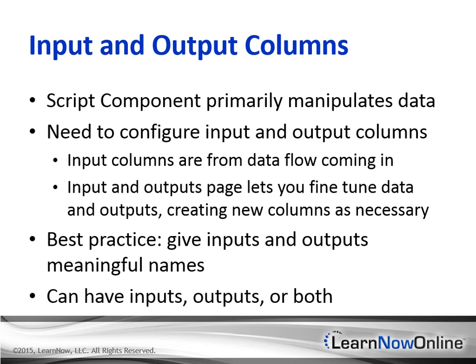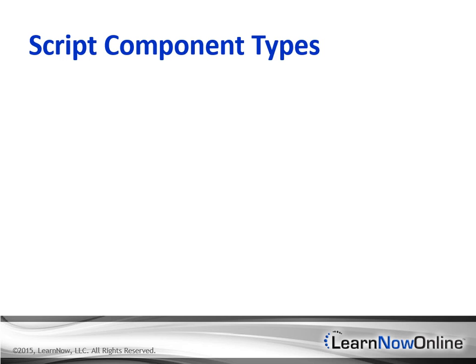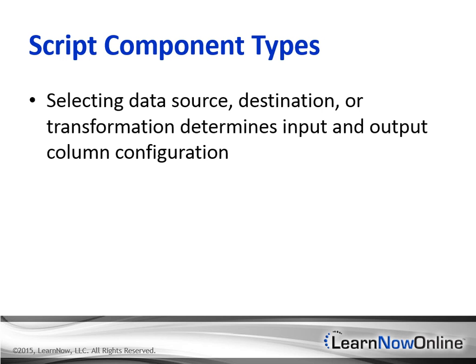Now, data flow components can have inputs, outputs, or both. And as you'll see, the script component type you create determines by default which sets of columns it has. When you add a script component to a data flow, Integration Services prompts you, using the Select Script Component Type dialog box, whether the component will function as a data source, destination, or a transformation. The choice you make is crucial.